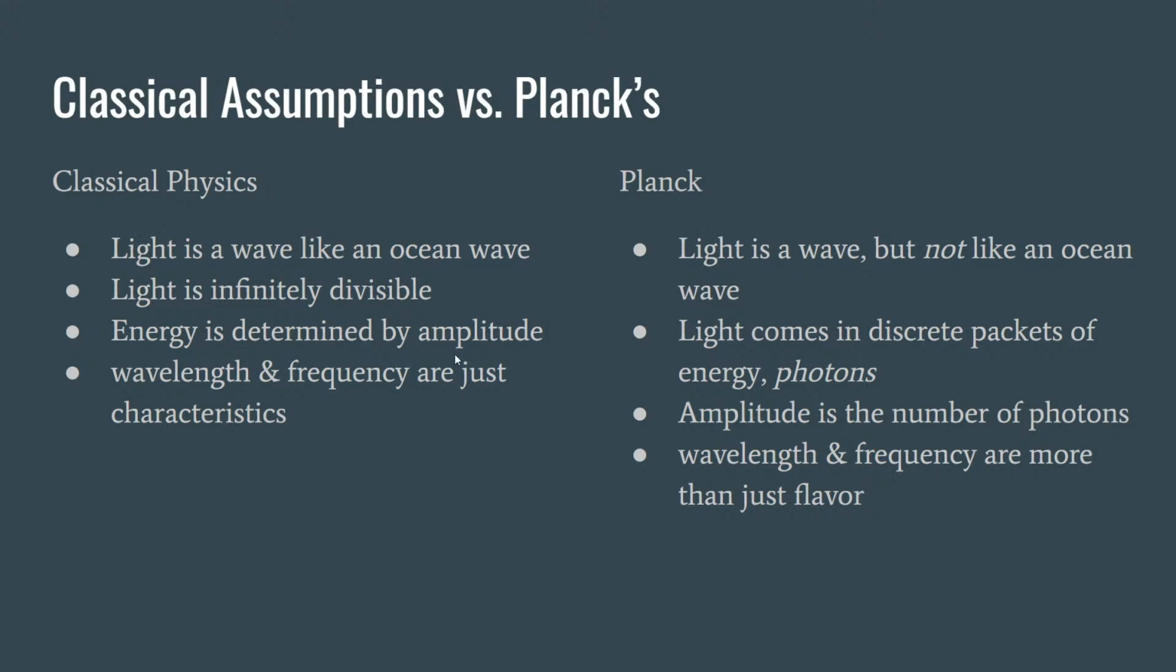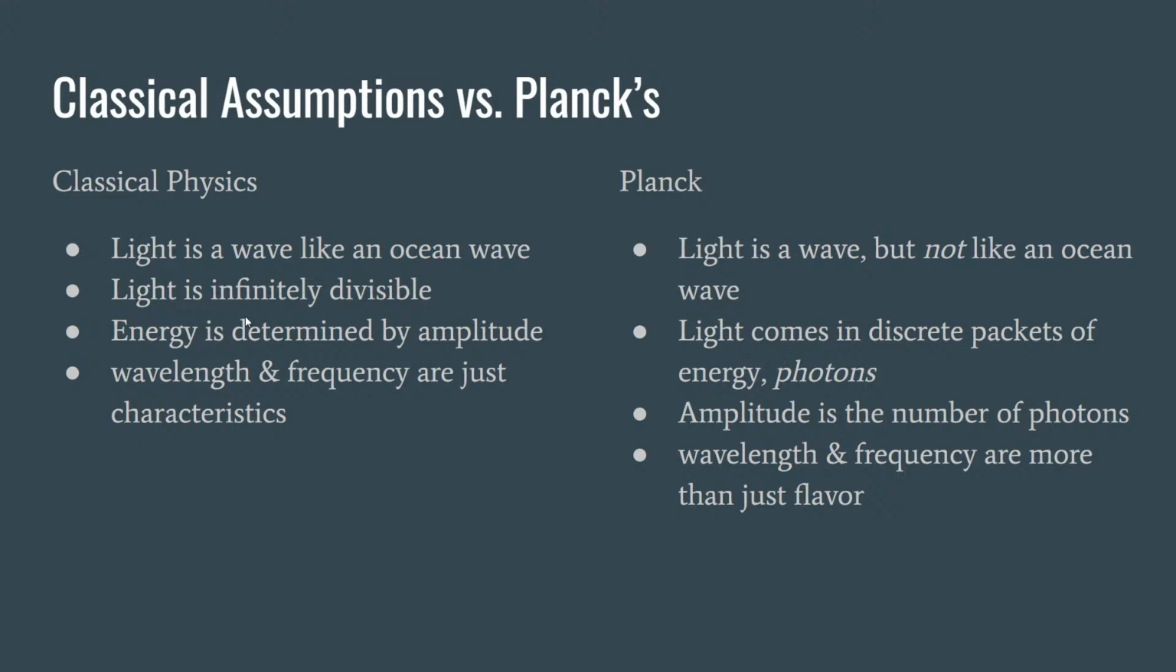So, in classical physics, light is a wave like an ocean wave. And Planck said, okay, it's a wave, we see that, but it's not like an ocean wave. It is different. In classical physics, light is infinitely divisible. Planck said, no. Light comes in discrete packets of energy, individual particles of light that he called photons. That's from Latin photos, meaning light.